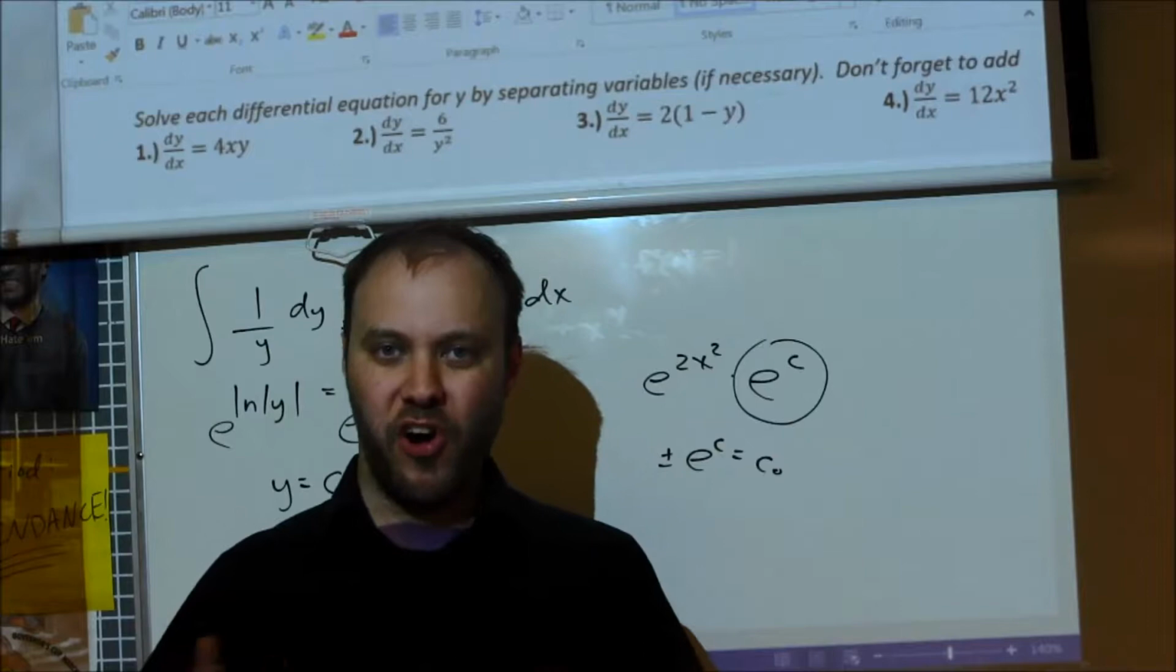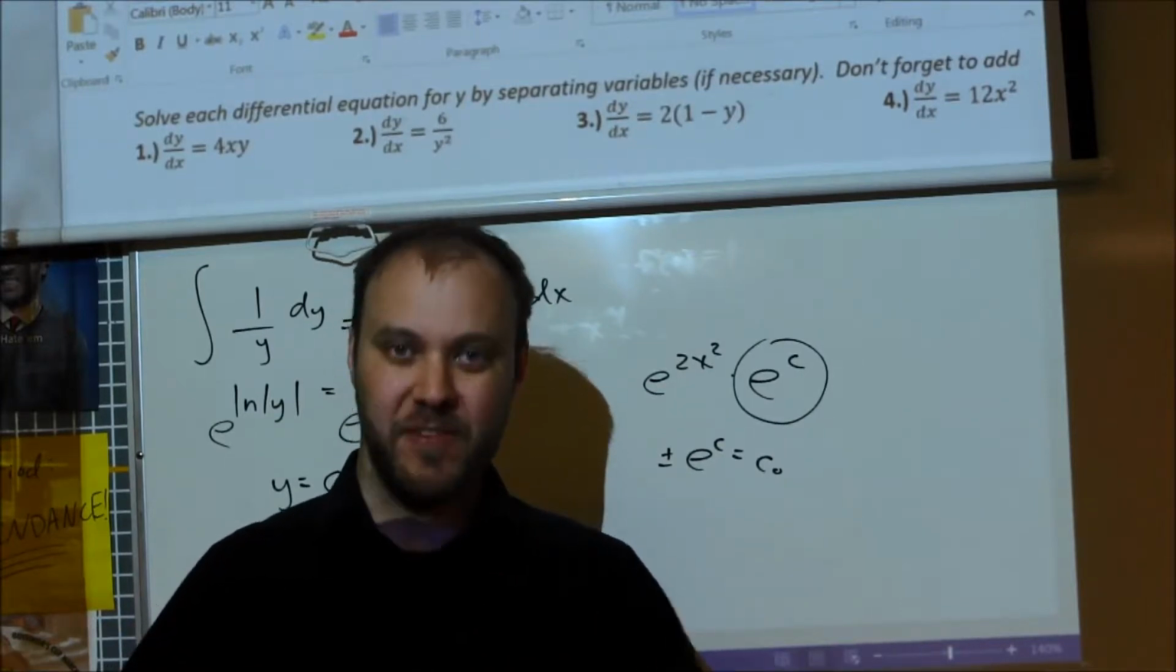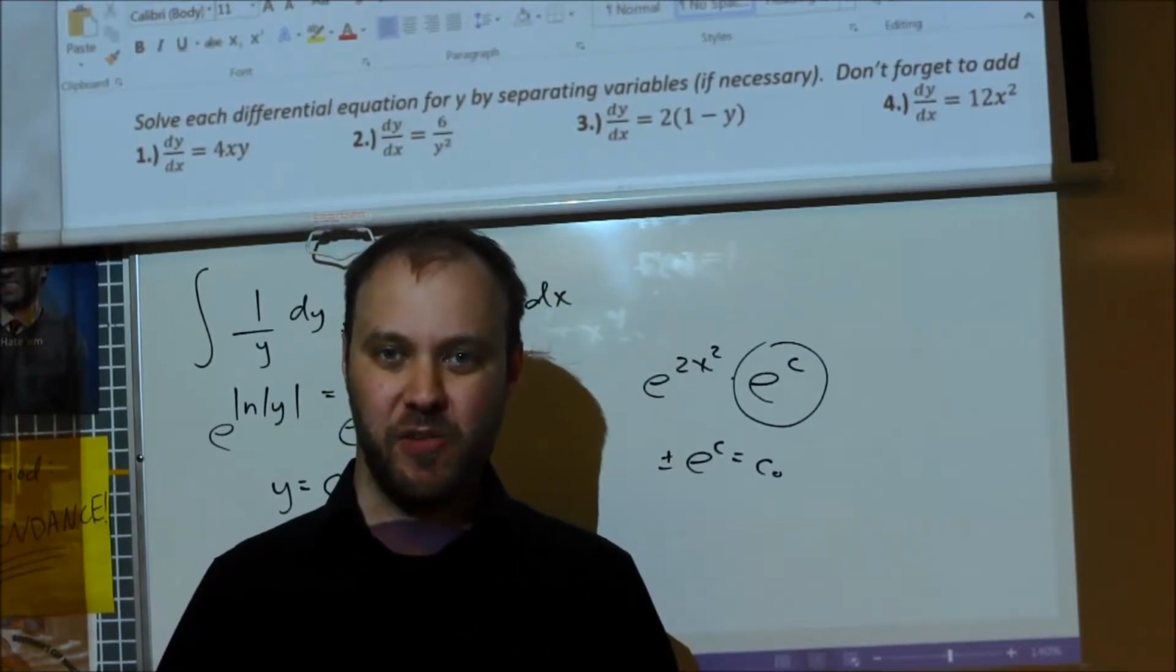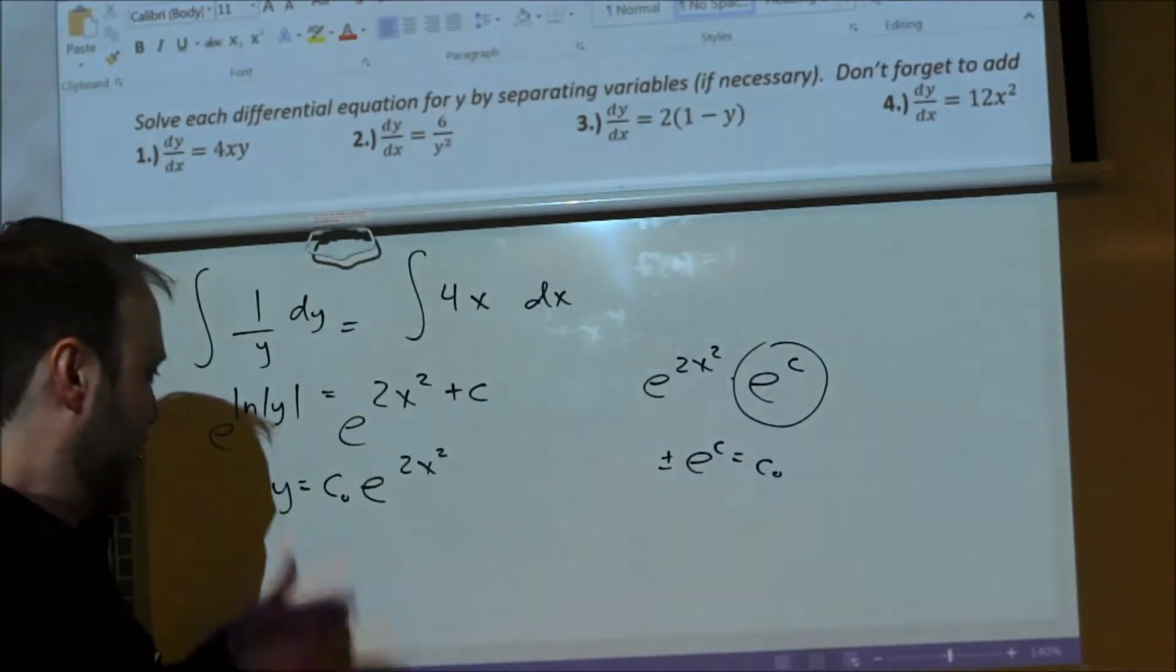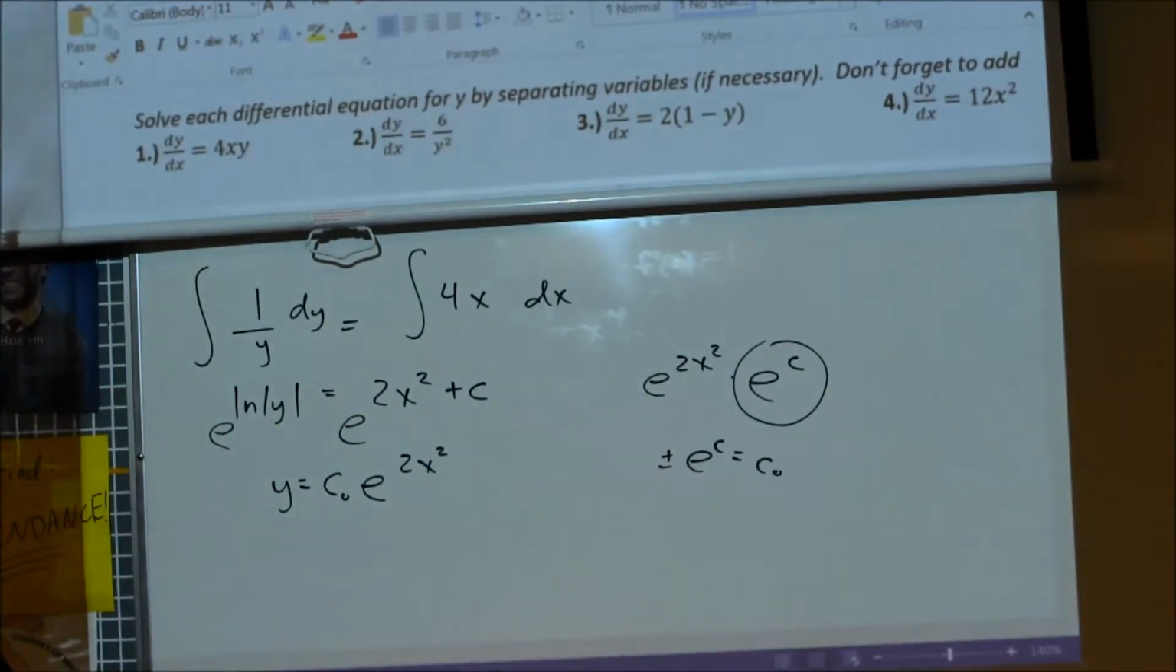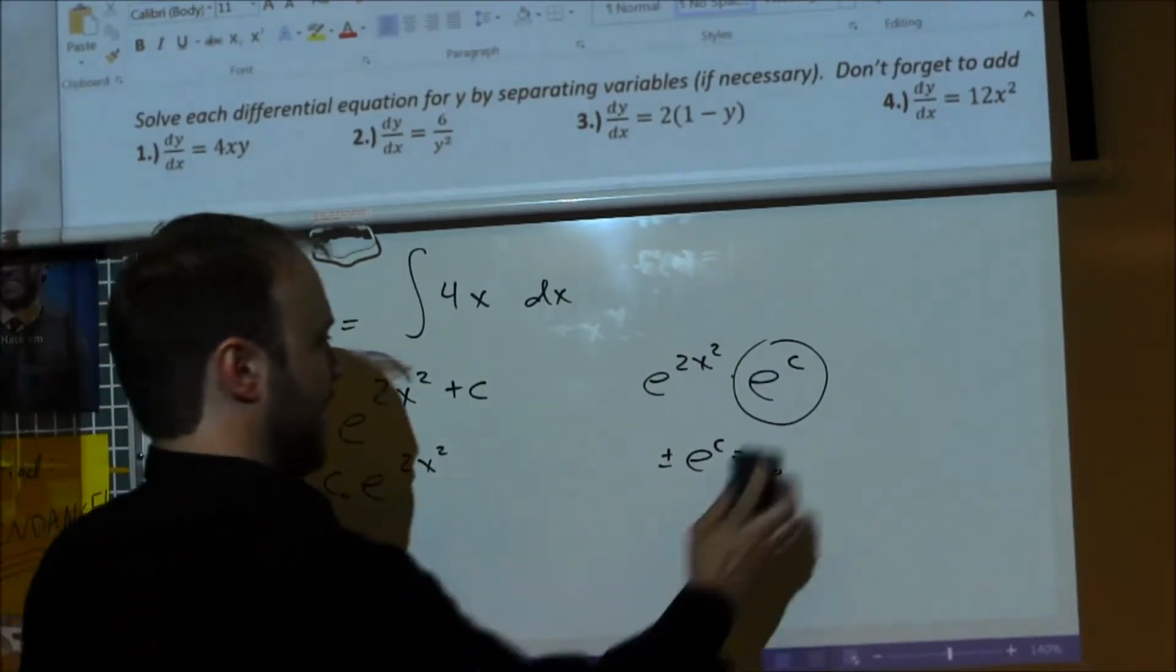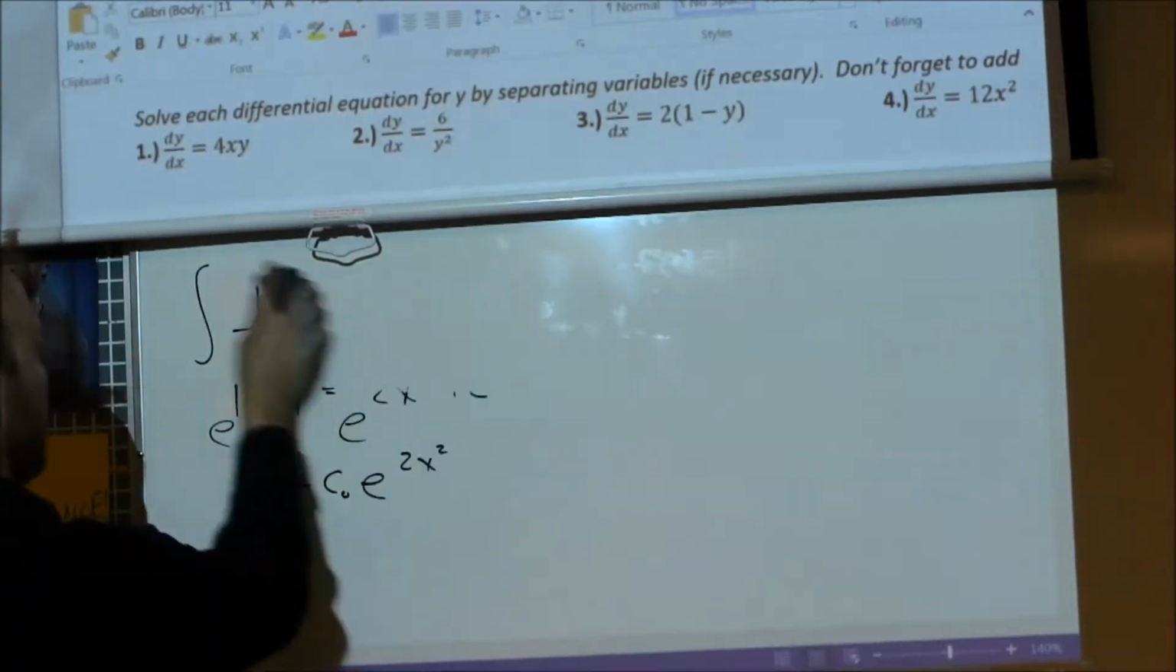It's not so much that there are two answers, it's that it may be positive, it may be negative. Until you're given the actual point that your function passes through, you're not going to be able to determine that. So anyway, that's what's going on in problem number 1. Okay? Let's take a look at problem number 2.